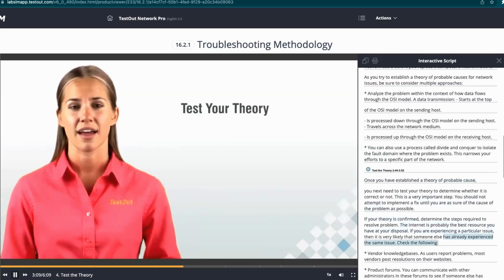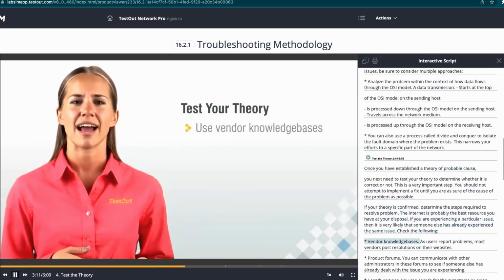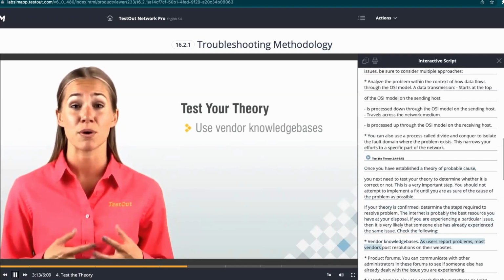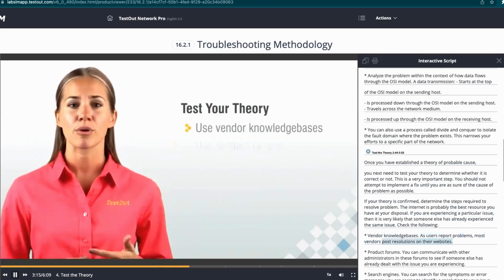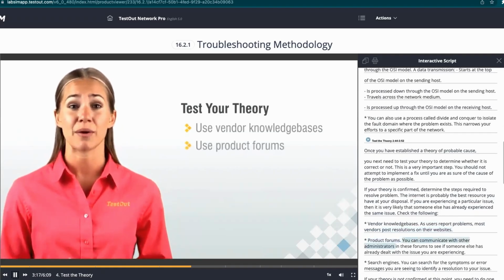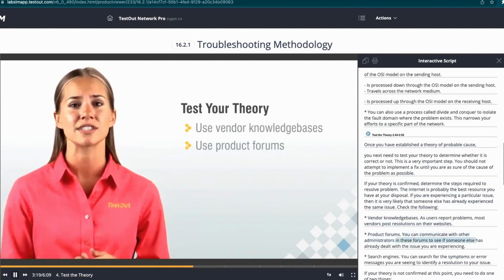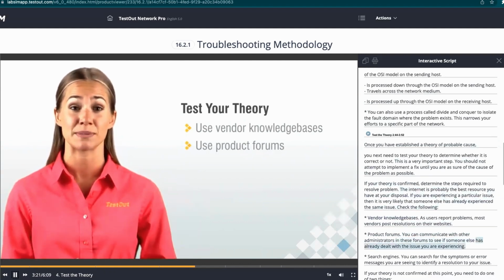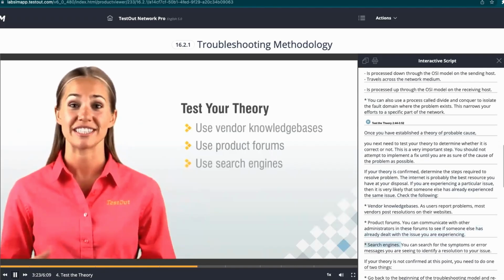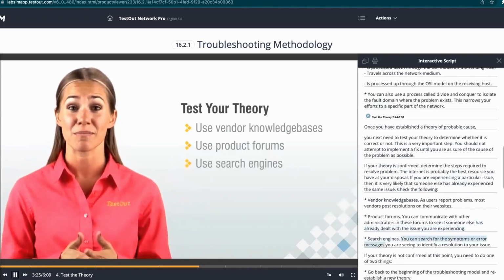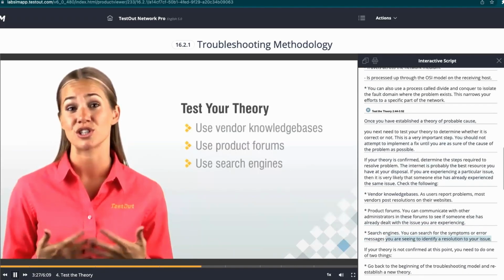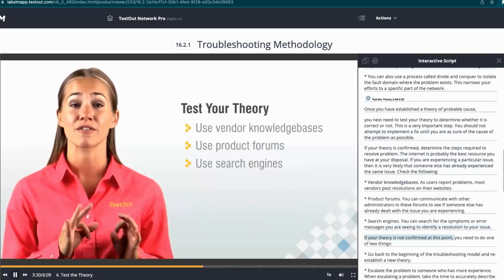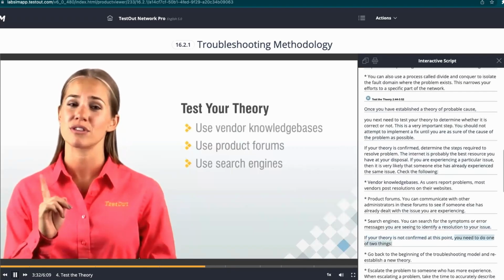Check the following. Vendor knowledge bases. As users report problems, most vendors post resolutions on their websites. Product forums. You can communicate with other administrators in these forums to see if someone else has already dealt with the issue you are experiencing. Search engines. You can search for the symptoms or error messages you are seeing to identify a resolution to your issue. If your theory is not confirmed at this point, you need to do one of two things.